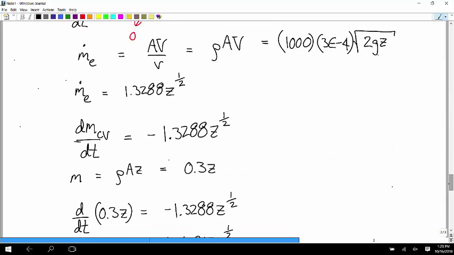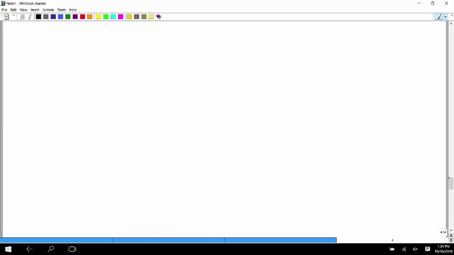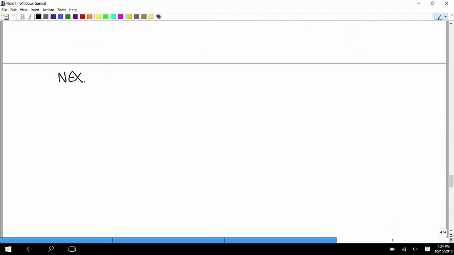I'm not going to start a new topic really, but I'm going to say something about it, and then we'll get into it after the test. But the next topic is the first law of thermodynamics for control volumes.